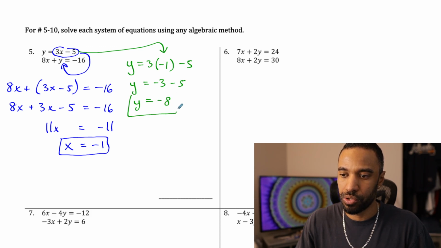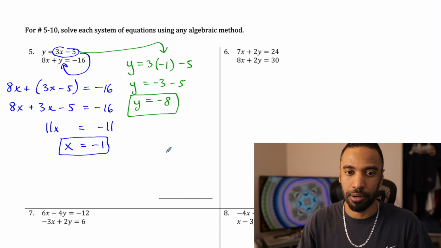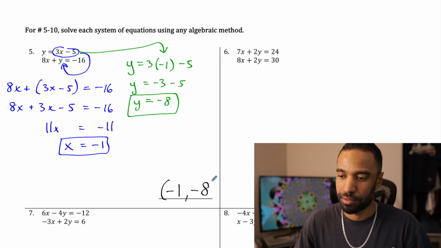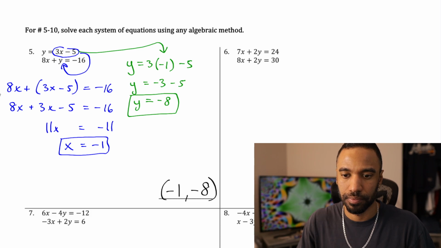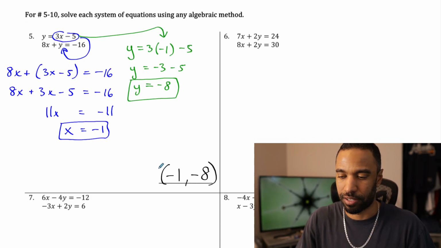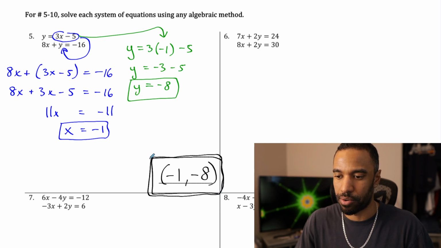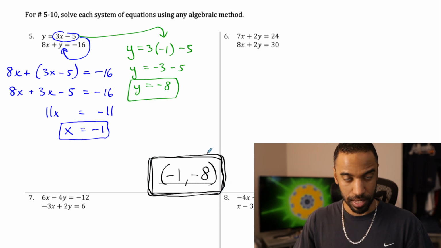So my final solution, remember, you have to write these as an ordered pair. My final solution here is negative 1, comma, negative 8. There it is. So the bottom part, that's the final answer. I guess I should box it, because otherwise you might look at the other boxes and ignore what I wrote here. That's where these two would intersect.